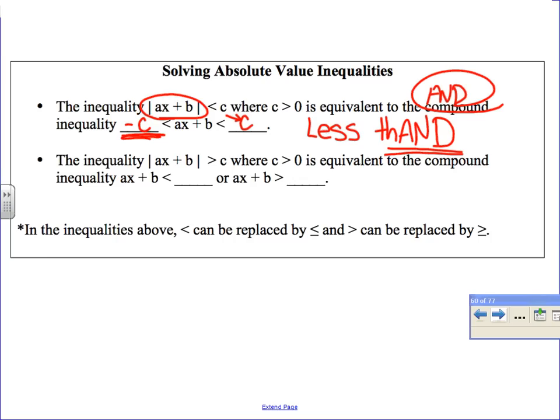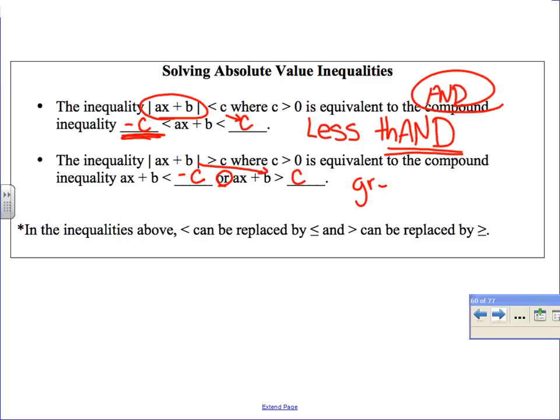The second rule says the inequality, the absolute value of AX plus B greater than C, where C is greater than 0, is equivalent to the compound inequality AX plus B less than negative C. So we got rid of the absolute value sign and flipped the inequality sign to less than. This one is going to be negative C. And then this one over here, we have AX plus B, no absolute value, still greater than, and this one is C.